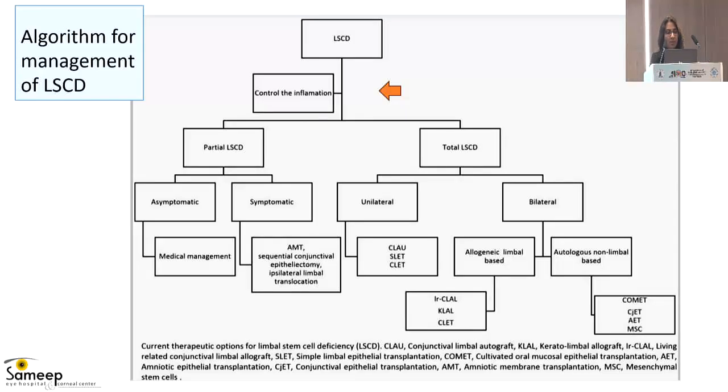If the patient is symptomatic, they might require amniotic membrane transplantation or sometimes sequential conjunctival epitheliectomy, which was popularized by Professor Dua. Ipsilateral limbal translocation also can be done. For total limbal stem cell deficiency, if it is unilateral, one can do a conjunctival limbal autograft or a SLET, which is known as simple limbal epithelial transplant, or a CLET. If it is bilateral, one can use allogenic limbal transplant, which could be from a donor. There are various things. We may not go into that detail, the reason being that we would be addressing more of a chemical injury here.